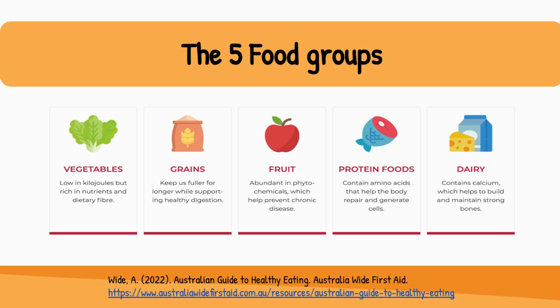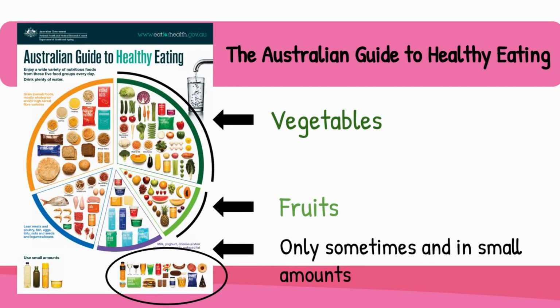Then we have our fruits such as apples, oranges, and bananas, which contain a lot of nutrients that help us from getting sick. And then our protein foods such as chicken or fish, which contain amino acids that help the body repair and regenerate its cells. And lastly, we have our dairy, which are things like cheeses, milks, and yogurts that contain calcium to help keep our bones strong.